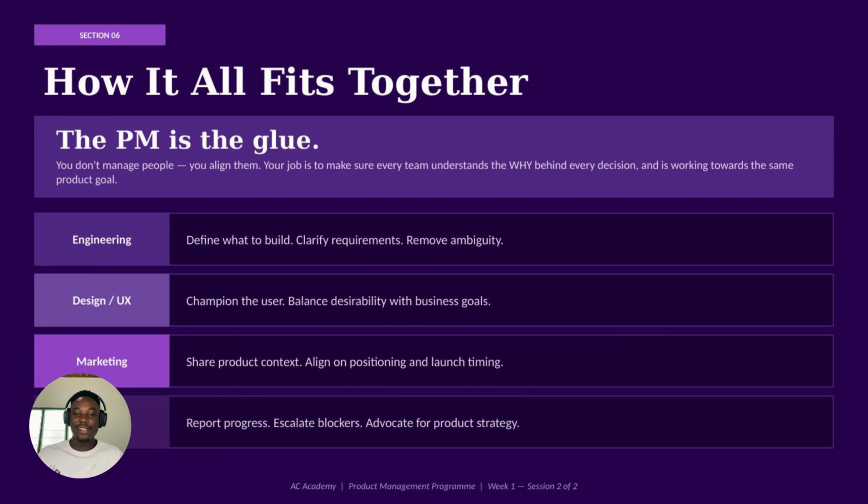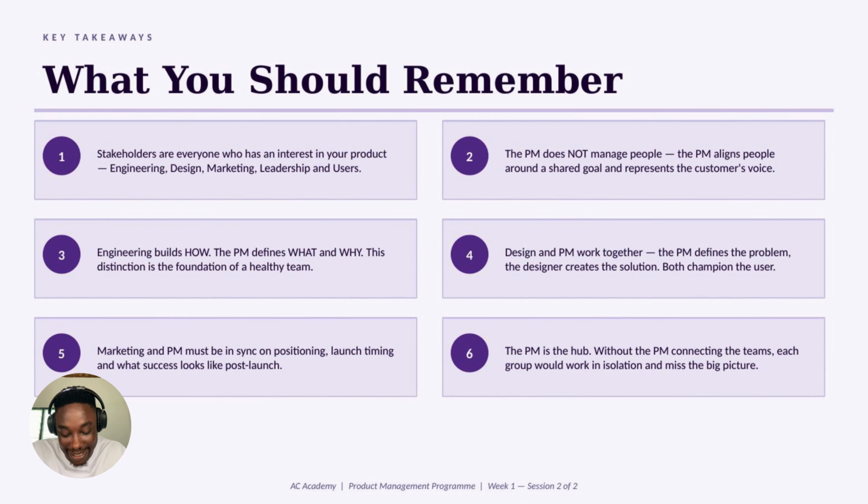So, key takeaways for this lecture. Let's recap the 6 things I want you to carry away from this session. The first is stakeholders are everyone with an interest in your product. These include engineering, design, marketing, leadership, and users. Second is the product manager does not manage people. The product manager rather aligns people around a shared goal, a shared interest, and represents the customer's voice.